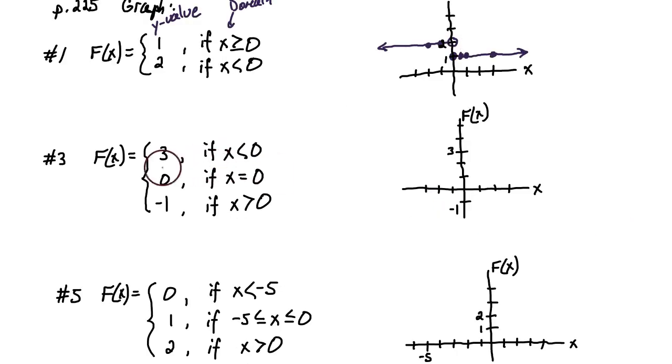Number 3, function f takes on 3 different values depending upon what x is. Sometimes f is at a height of 3. Other times the function is at a height of 0. And other times it's at a height of negative 1. It all depends what x is. Let's start with this first piece at 3. That happens whenever x is less than 0.